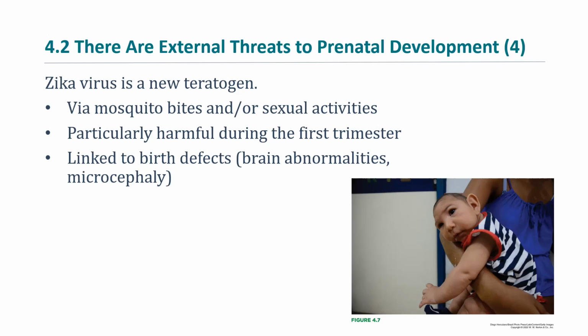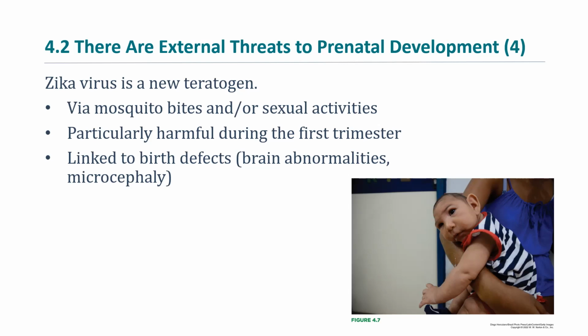And finally, to finish up here, one more teratogen I'm going to mention is Zika virus. It's a somewhat new teratogen. You can get it through mosquito bites or through sexual activity if the other person's a carrier. It is particularly harmful during the first trimester, which makes sense.